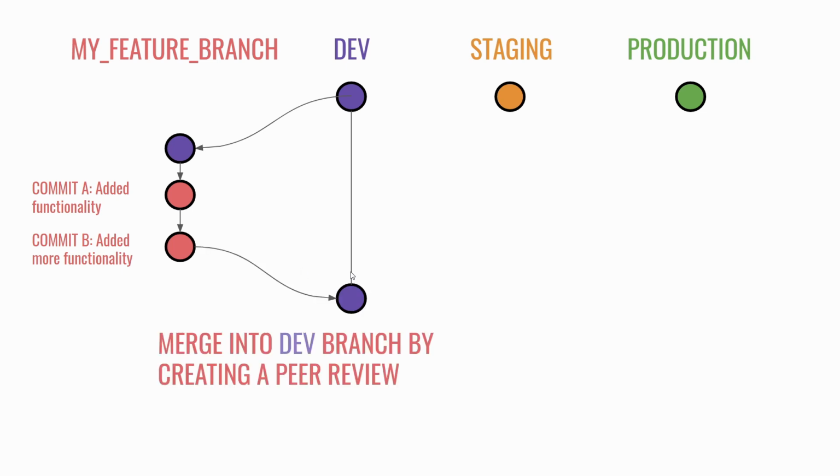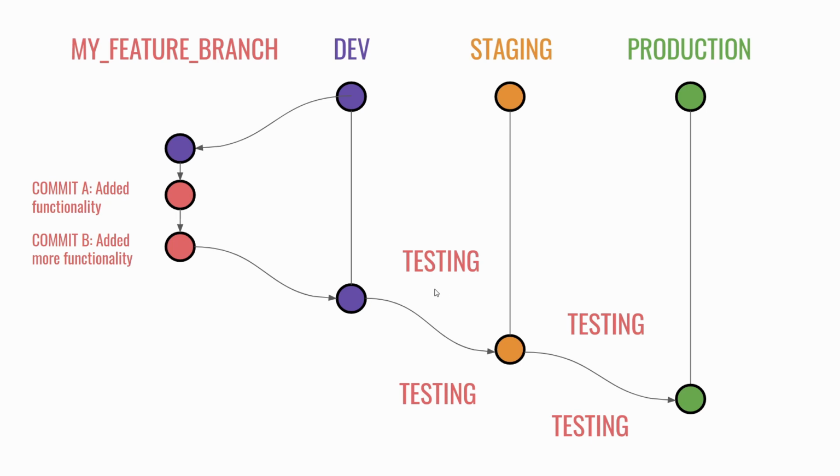You merge it back into dev by creating a peer review. In GitHub, there's also a peer review. Stash provides that as well. There's a lot of different peer reviewing systems, but the concepts remain the same. You create a peer review so that your peer can review the code that you just created, and make sure that it's up to par. Now, once your branch hits the dev branch, it gets merged in.